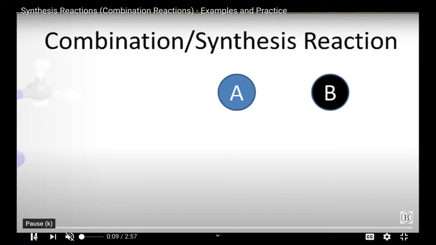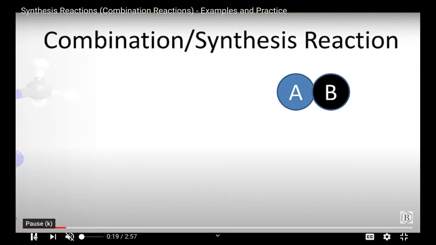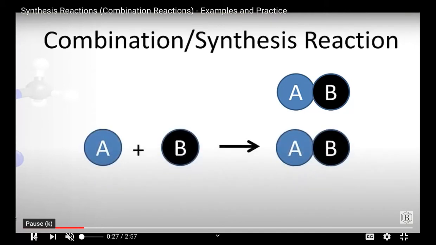When you have a synthesis reaction, A plus B come together to form a new compound, AB. The compound has different properties than the starting materials. A synthesis or combination reaction occurs when your reactants come together to form one product.